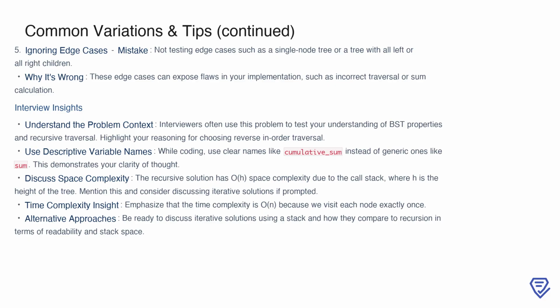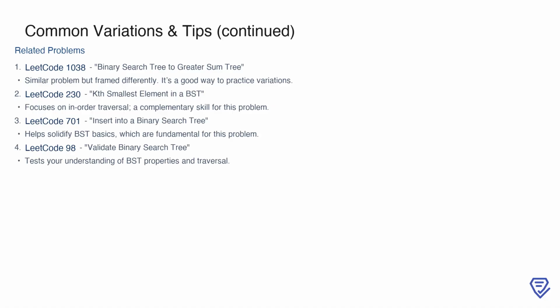Be prepared to discuss the space complexity of the recursive solution, which is O(h) due to the call stack, where h is the height of the tree. You should also highlight the time complexity, which is O(n), since each node is visited exactly once. If you have time, consider discussing iterative solutions and how they differ from recursion in terms of readability and stack usage.